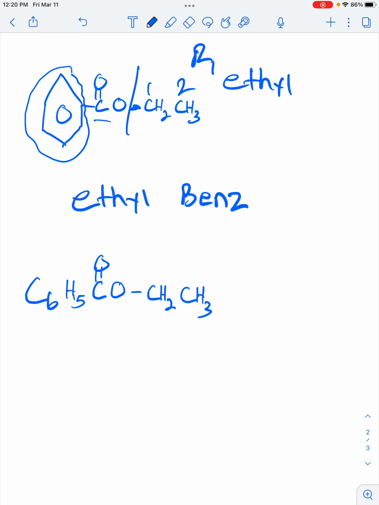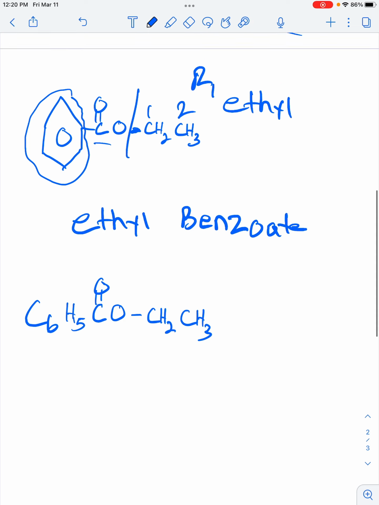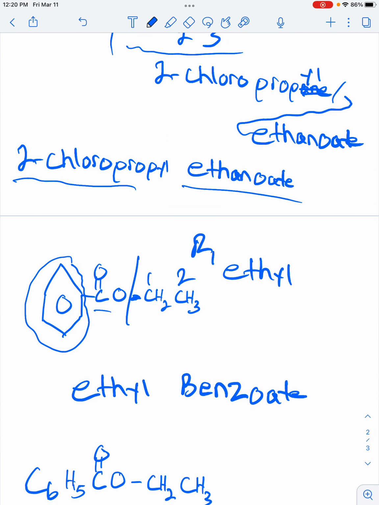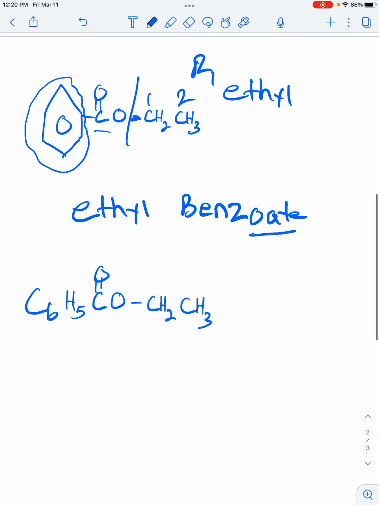But instead of saying benzyl, it'll be benzoate. Or instead of saying benzene, it'll be benzoate. So just like up here, we drop the E off ethane to make it ethane OH, this would be benzoate here. So normally this would be benzene, but you would drop the ending and put OH.